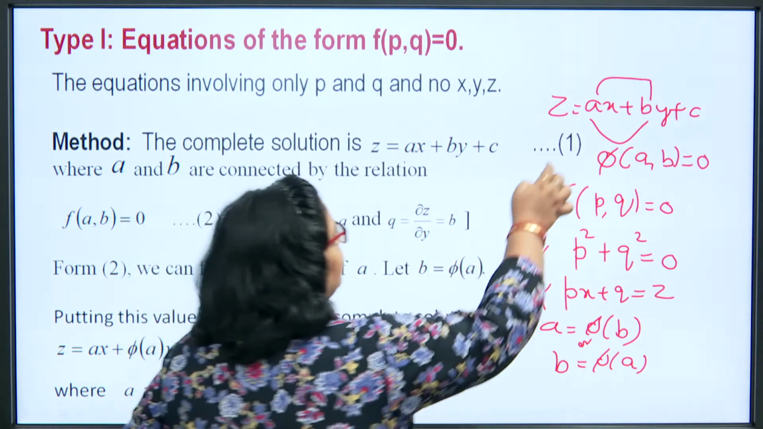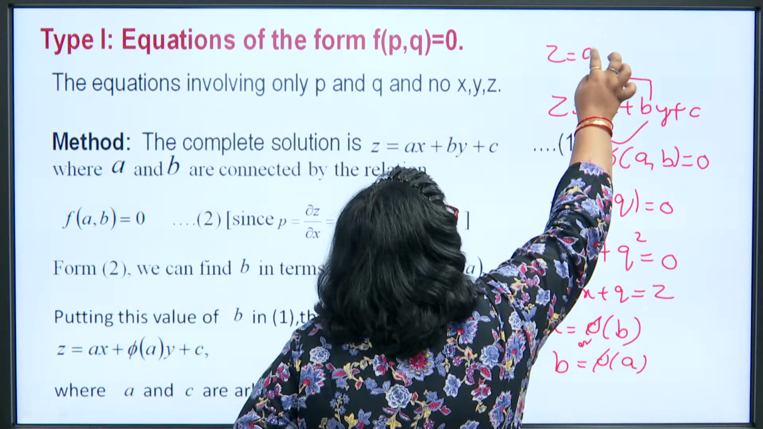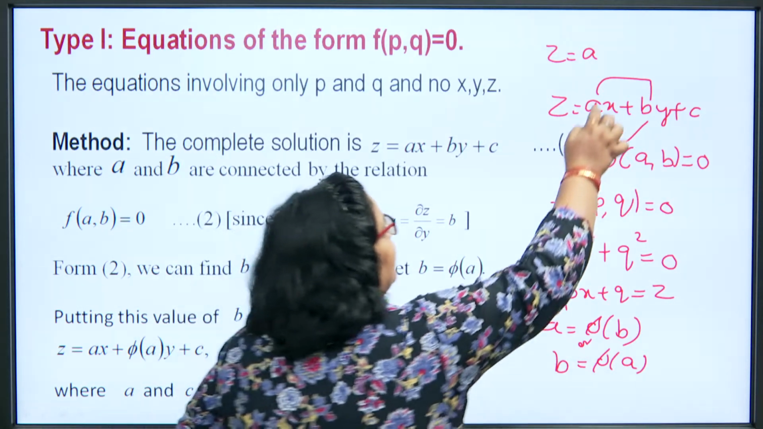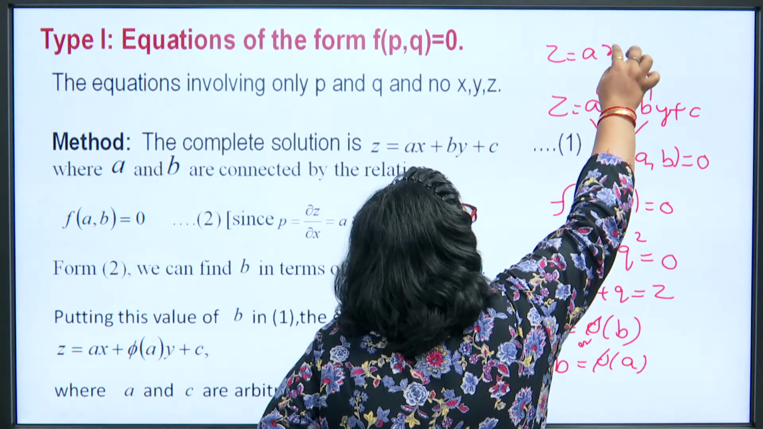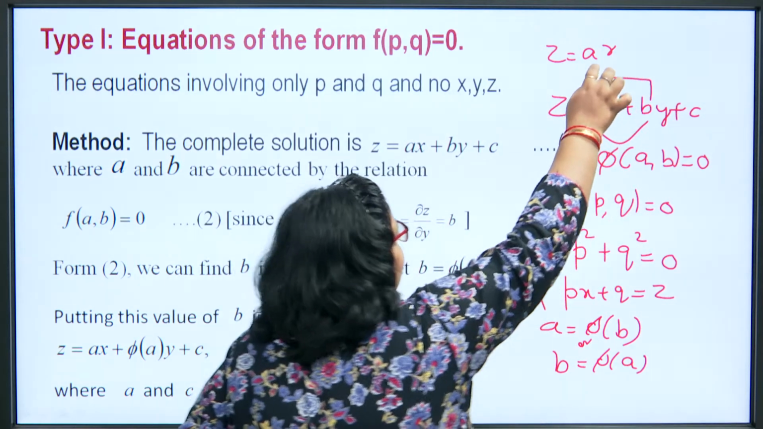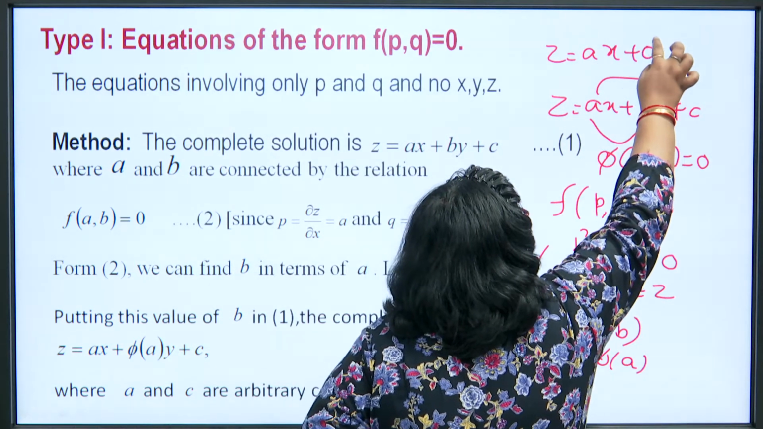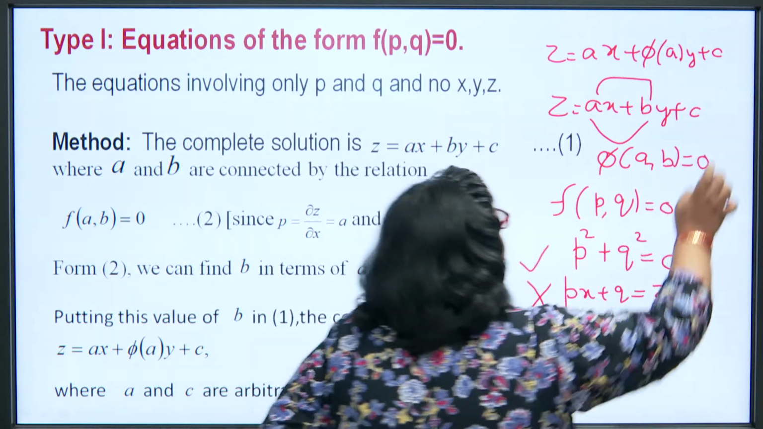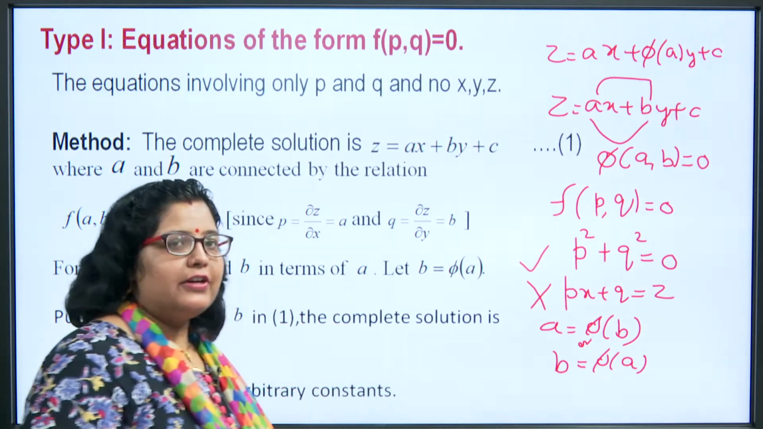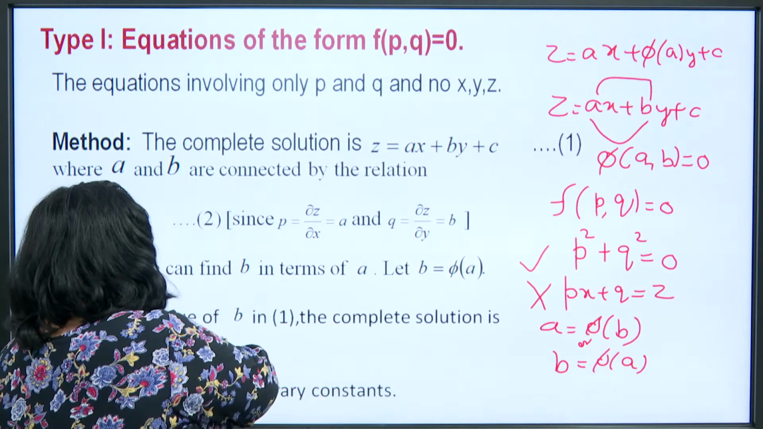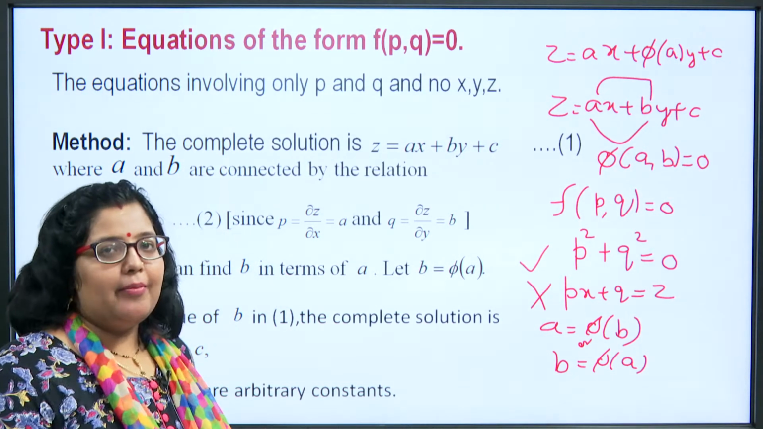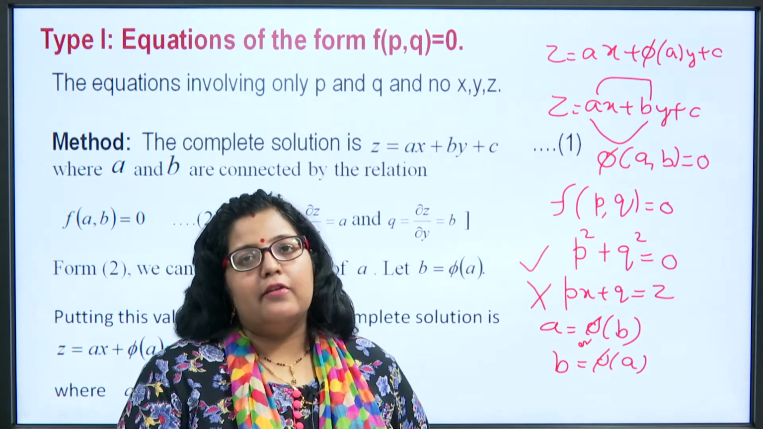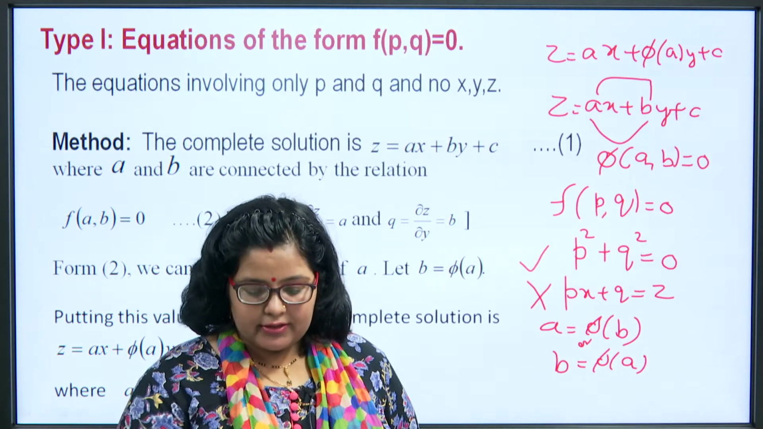Putting this in the equation, we have z equal to ax plus phi(a) y plus c, which is the required solution of type first. Here a and c are the only 2 arbitrary constants. After knowing what type first is, we solve some equations.